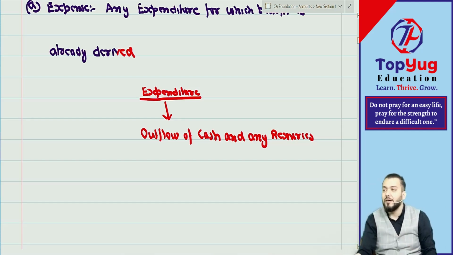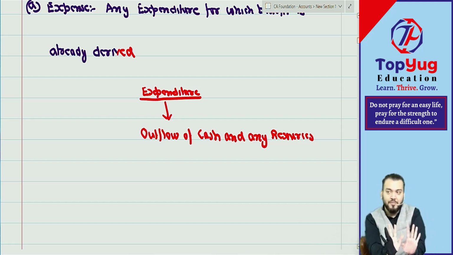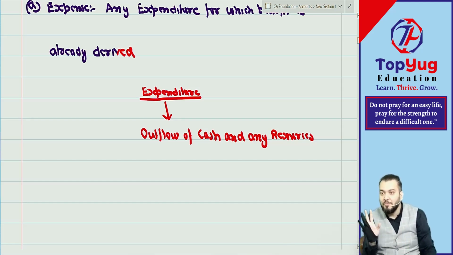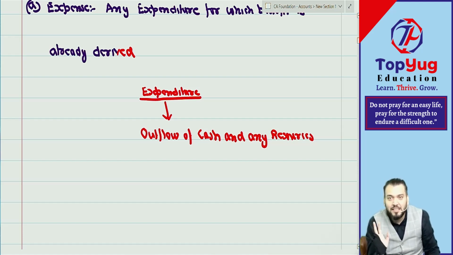Let me take one very simple example. You purchase an ice cream. Why have you purchased an ice cream? For maja, for enjoyment. That means for benefit.